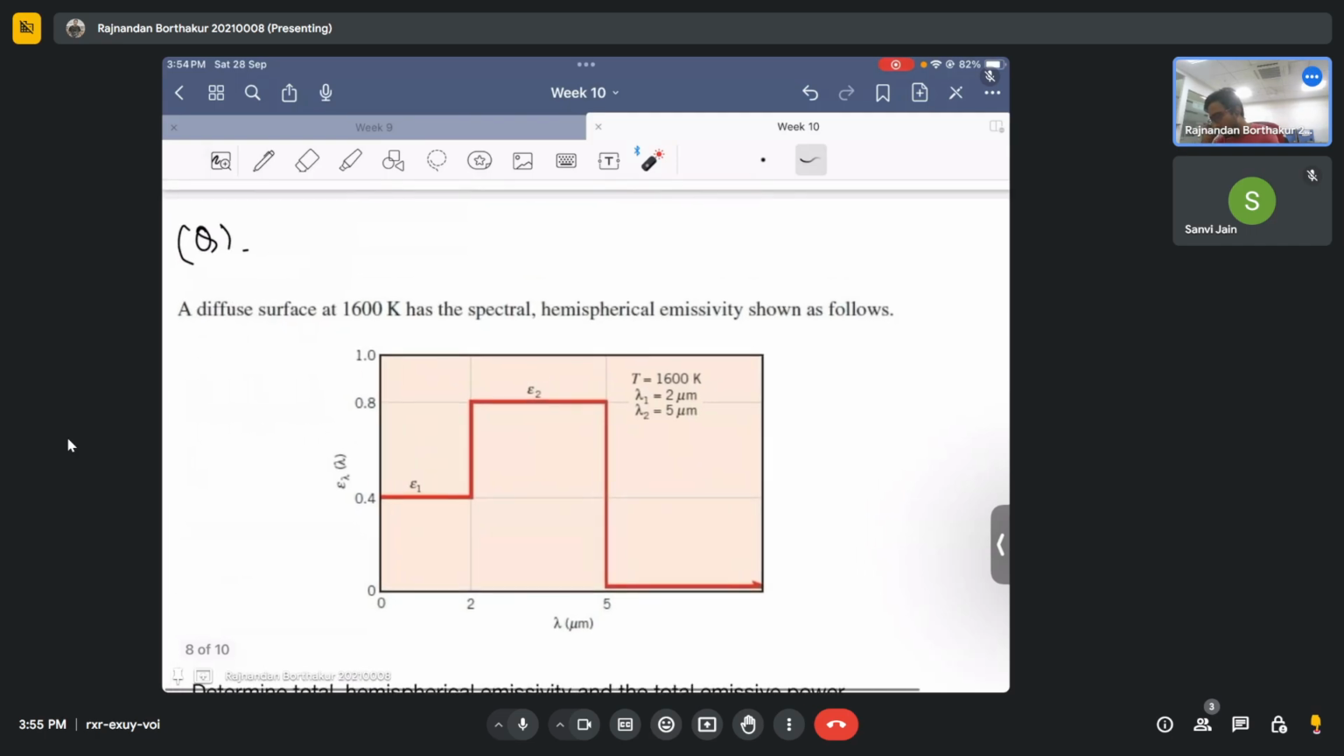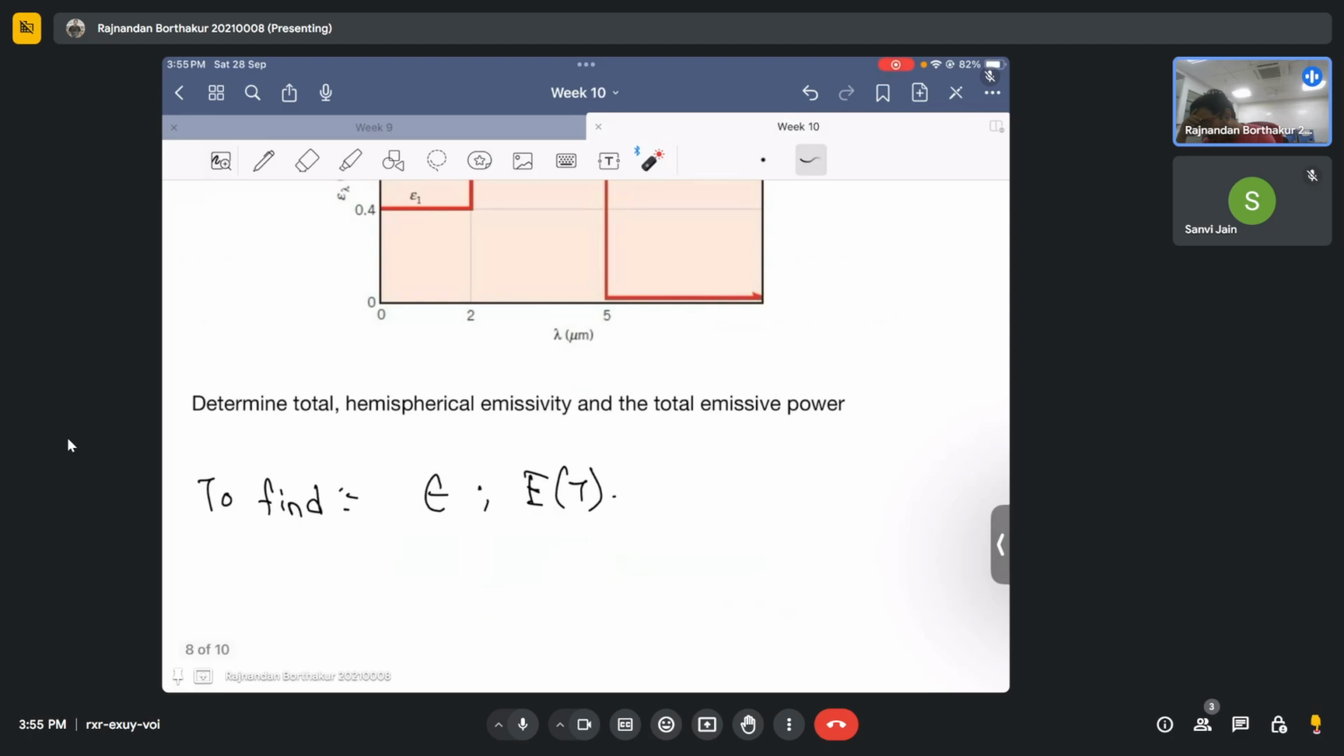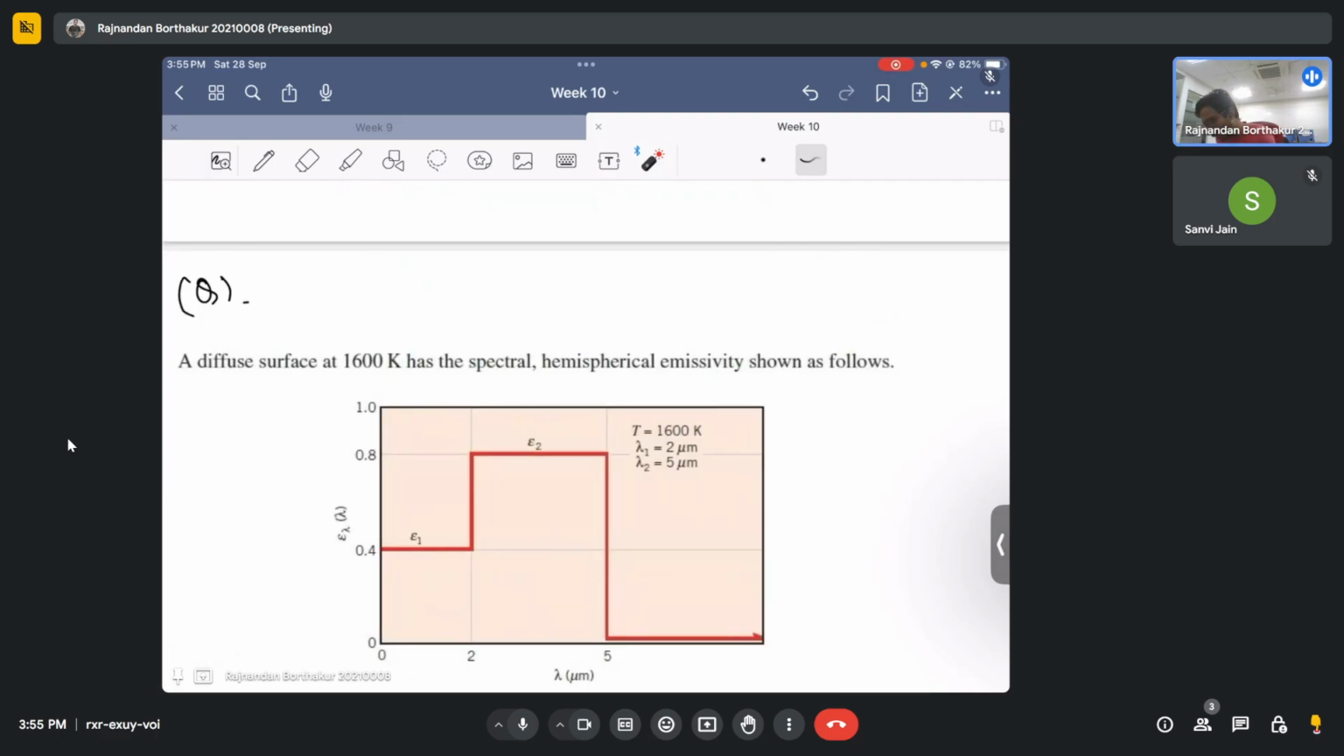Given that the variation in your spectral hemispherical emissivity as a function of wavelength is like this: from wavelength 0 to lambda 1, which is 2 micrometer, your spectral emissivity is some constant epsilon 1. It is some other constant epsilon 2 in the next band, and of course, it is 0 when the wavelength ranges from 5 to infinity. So this is what they're asking you to solve for. You can appreciate from the figure that epsilon 1 is 0.4 and epsilon 2 is 0.8. I'll write it down for the sake of clarity. So I hope the question is clear.